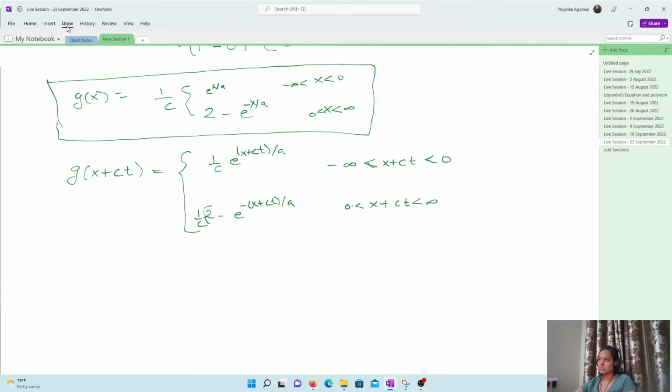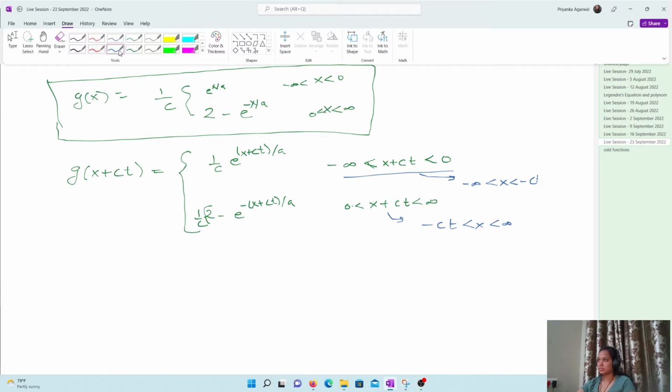Now just look at it. This condition can also be written as minus infinity to ct, and this can be written as minus ct to infinity. Right?